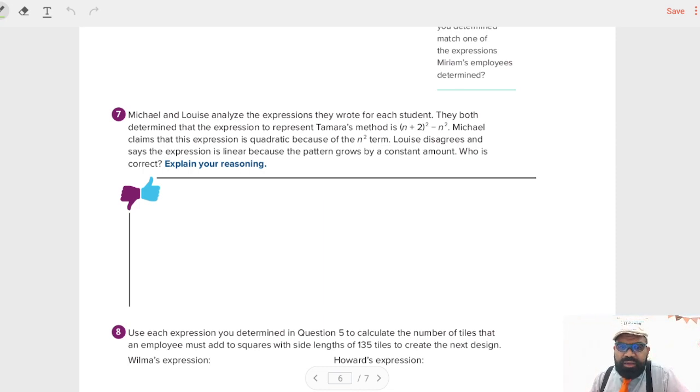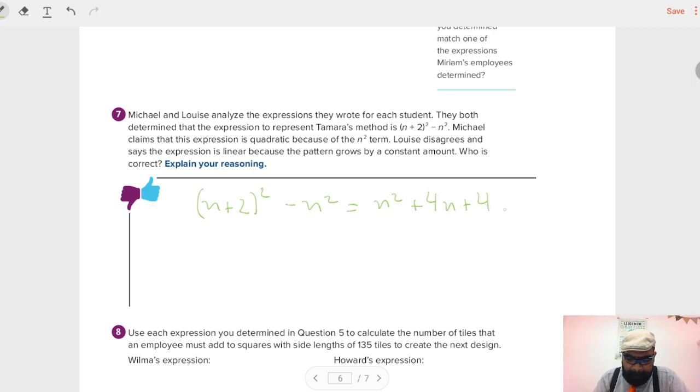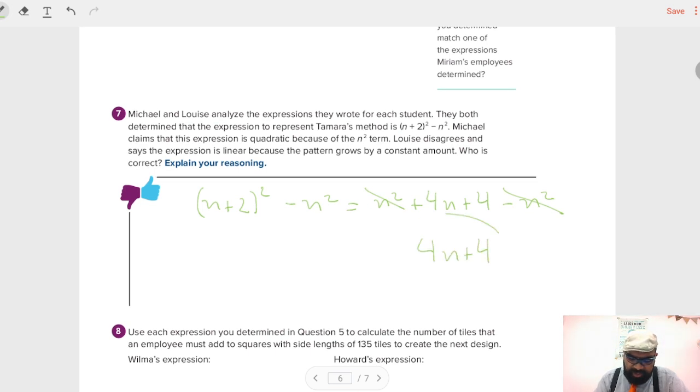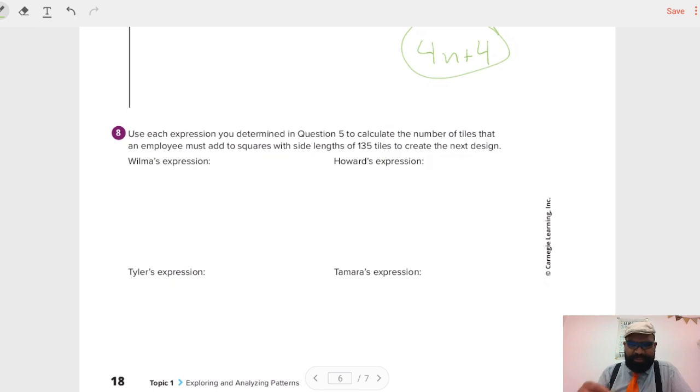Why? Let's just open it up and solve the equation here. It is n plus 2 squared minus n squared. Let's solve this with the distributive property, which is n squared plus 4n plus 4 minus n squared. Combine like terms. Goodbye, goodbye. What is left over? 4n plus 4. Linear.